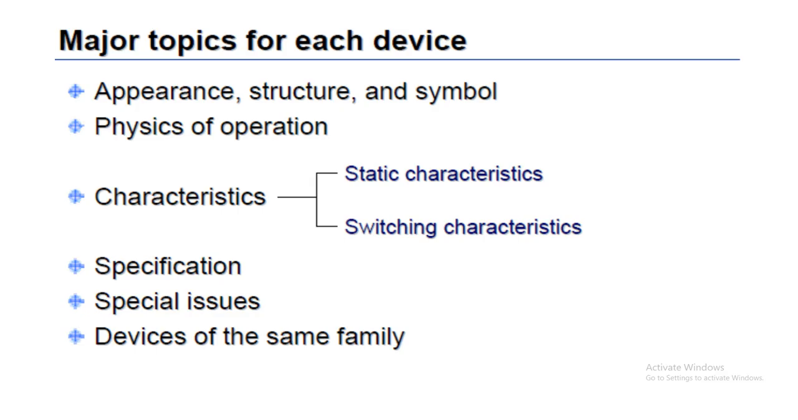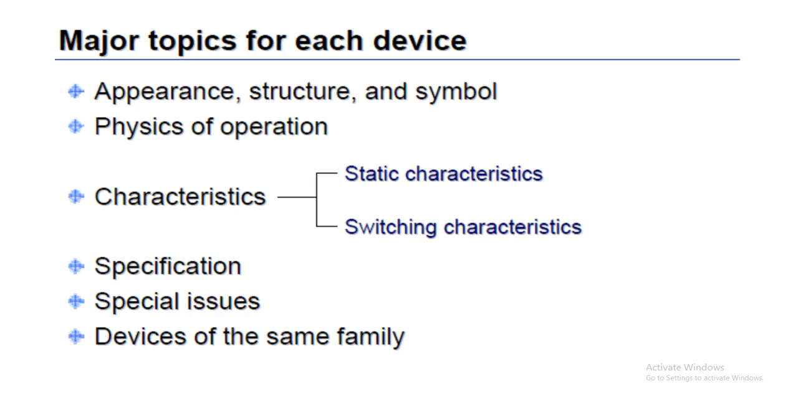The next one, the major topics for each device. We have to study the appearance, structure, that is the construction and symbol, and the operation. The next one, characteristics. There are two kinds, static characteristics and switching characteristics. Static characteristics are the characteristics of the device after turning on and reaching the steady state. Switching characteristics are the transient characteristics during the turn on and turn off process.